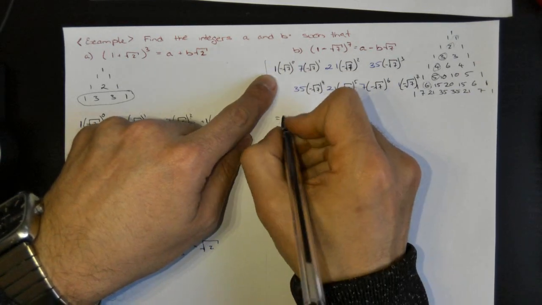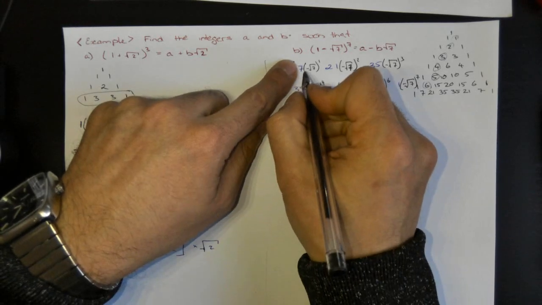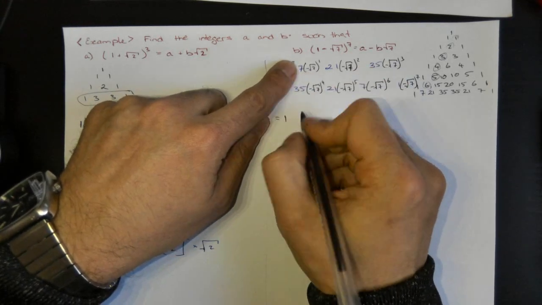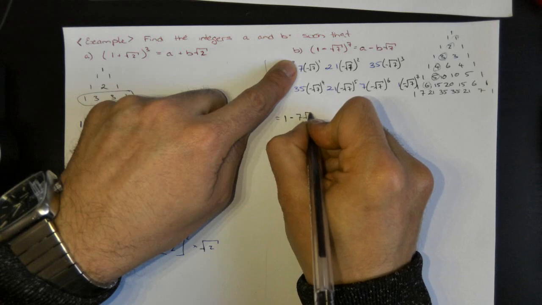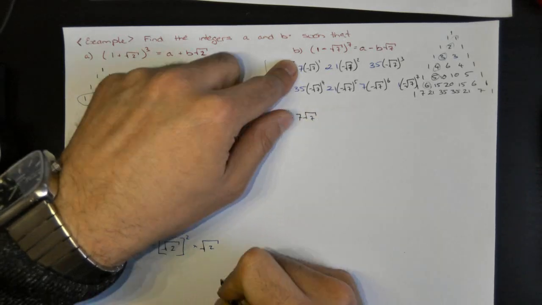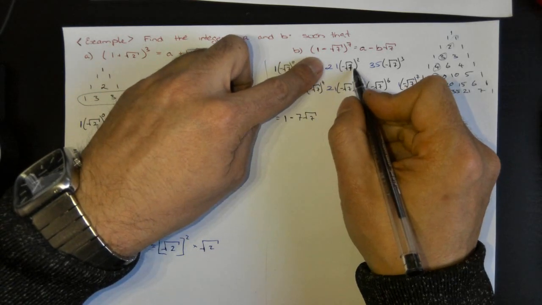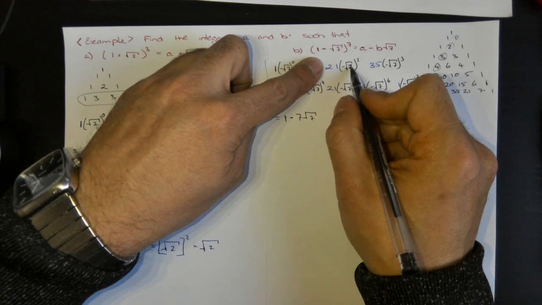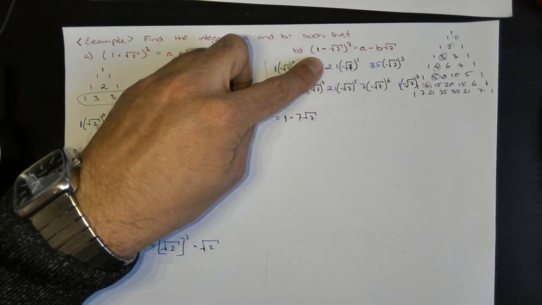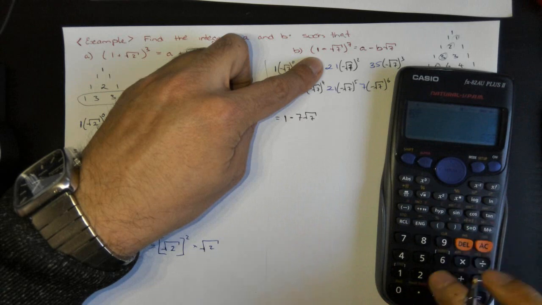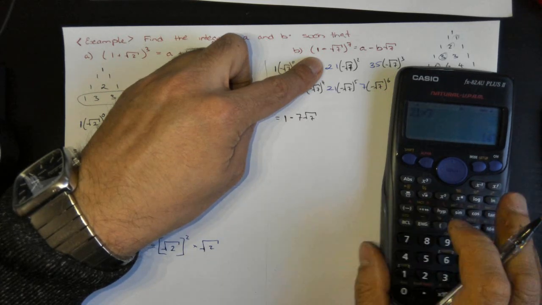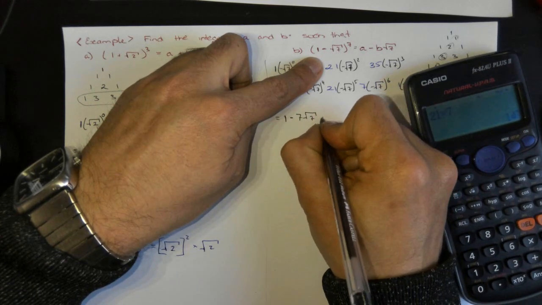So we've got 1 to the power of 0, that's just 1. That's just negative 7 root 7. Okay, well, negative 7 squared just becomes positive 7. 21 times 7 is 147.